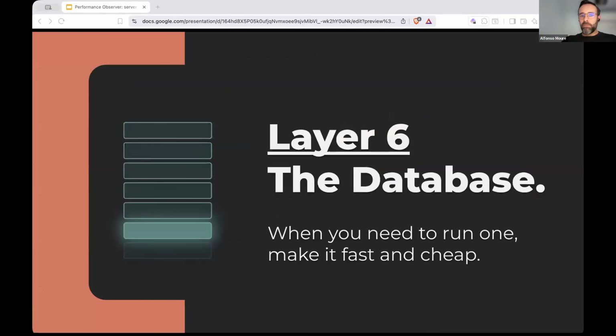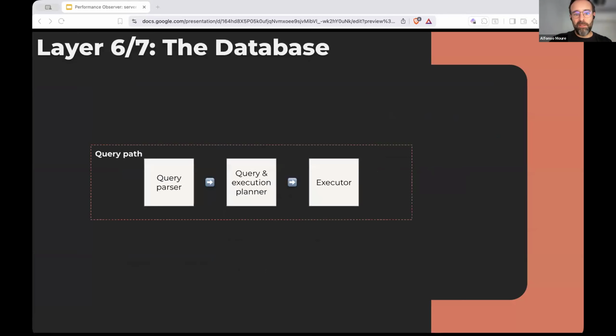Okay? So, layer 6, we are in the database. This is where the data actually lives. And if memory was about declining the work, this is where the work was going to happen anyway. If you reach the database, it's going to do something. So what's inside this black box?